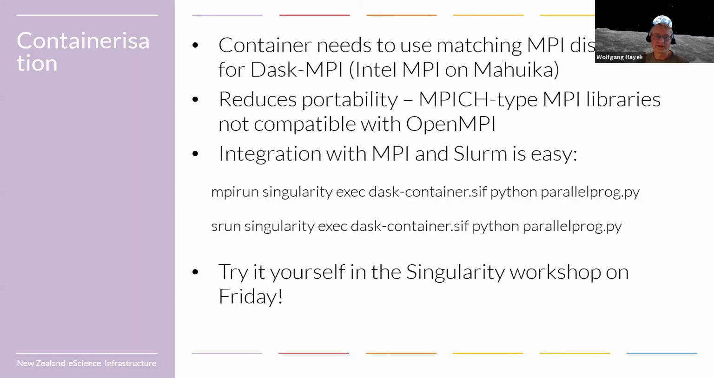And if you are using Slurm on the HPC, you just swap out your MPI run with srun and off you go. So the only thing that needs to be taken care of is that, again, the MPI distribution matters. So when you build your container, you have to be careful.